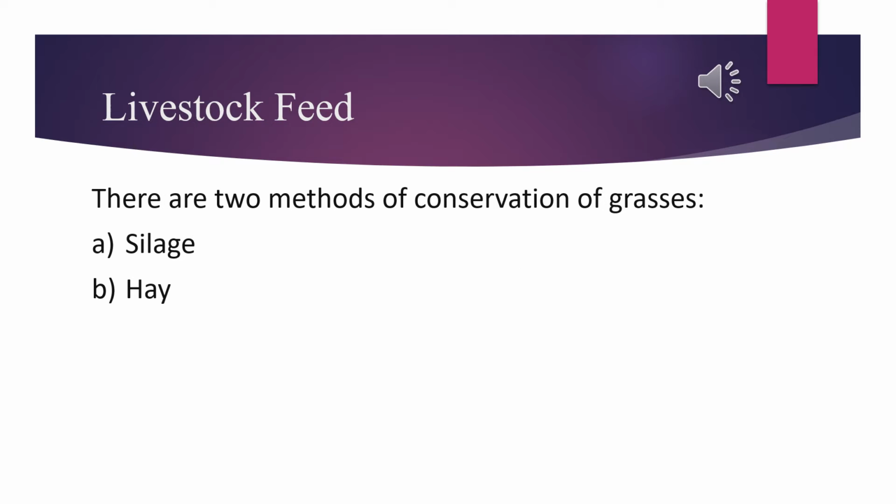Now we are going to discuss different kinds of grass conservation methods. Basically, grass is a very important livestock feed, and it is very hard to find different kinds of grass all year round. So for preserving grasses, we maintain two methods. Number one is silage. Number two is hay. These are very important grass preservation methods and very important feed for livestock.